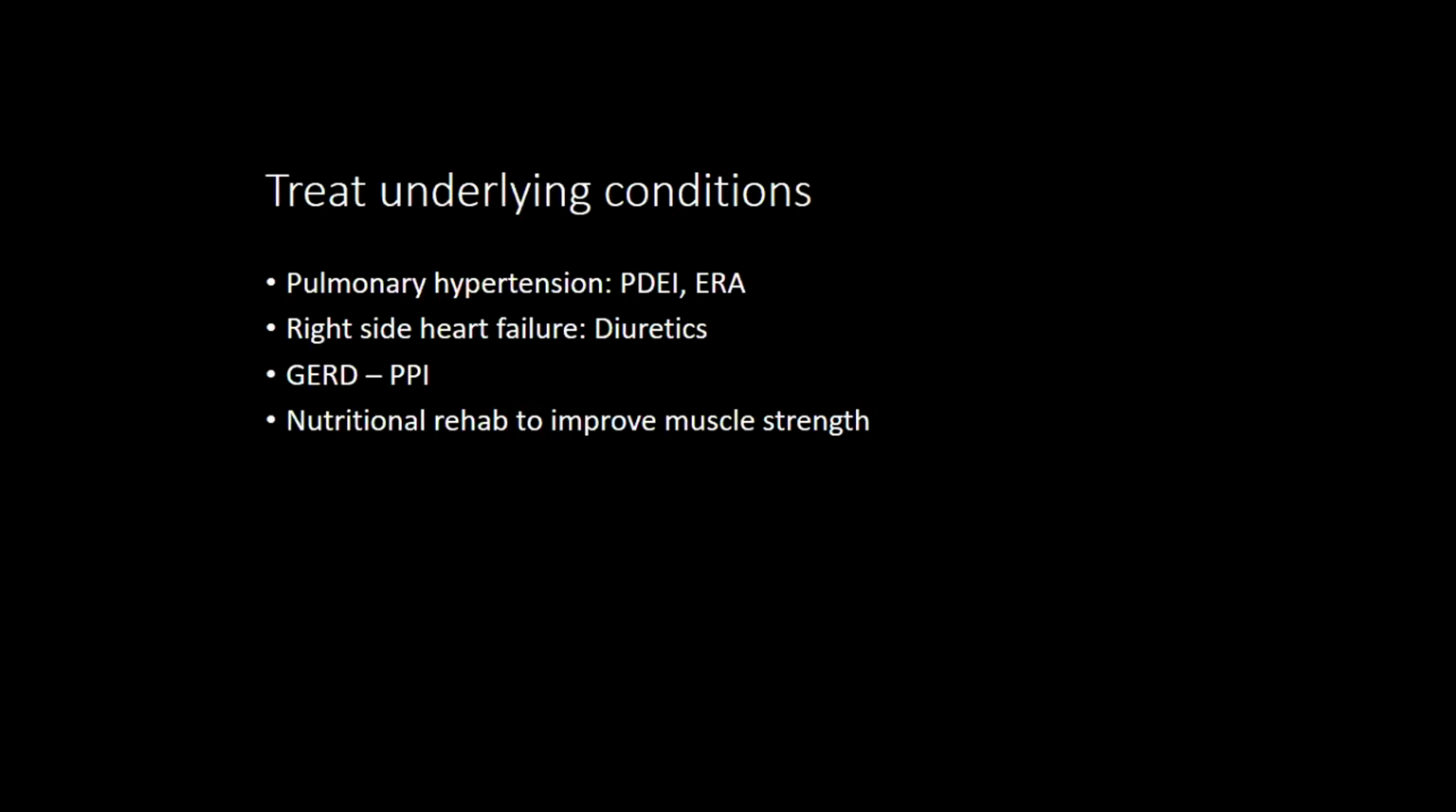Then, of course, finally, treat the underlying conditions as we mentioned them. Pulmonary hypertension, some of these patients will benefit from phosphodiesterase inhibitors or endothelin receptor antagonists. Treat right-sided heart failure, nutritional rehabilitation to improve muscle strength, and PPI to prevent complications of aspiration, given that some of these patients end up with gastroesophageal reflux disease.